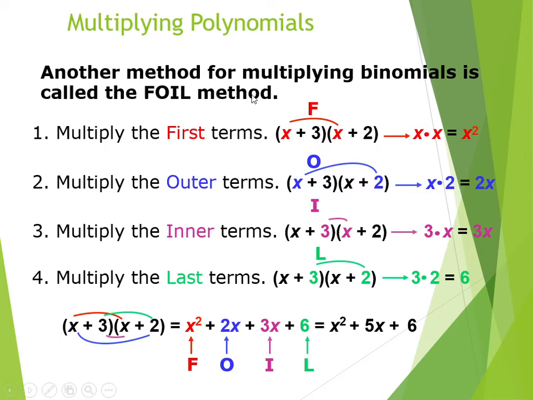Again, for the first step, you have to multiply the first terms. What are the first terms in these two binomials? You have here x and x. So you have to multiply that one. Okay, so x times x, of course, you will be having x squared.